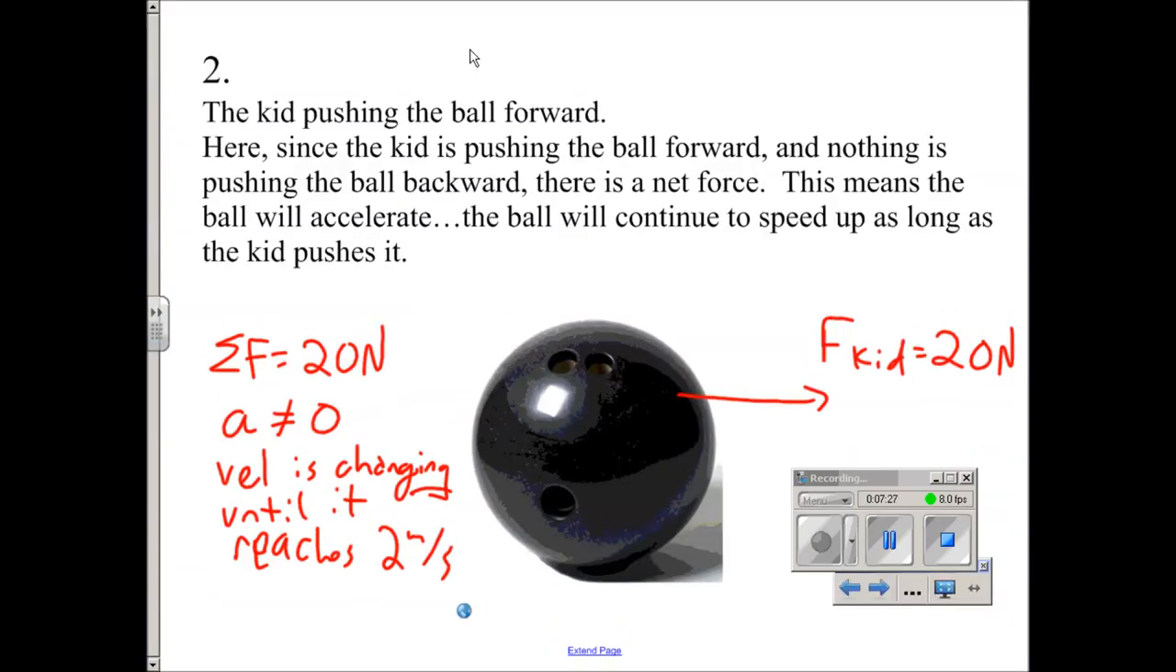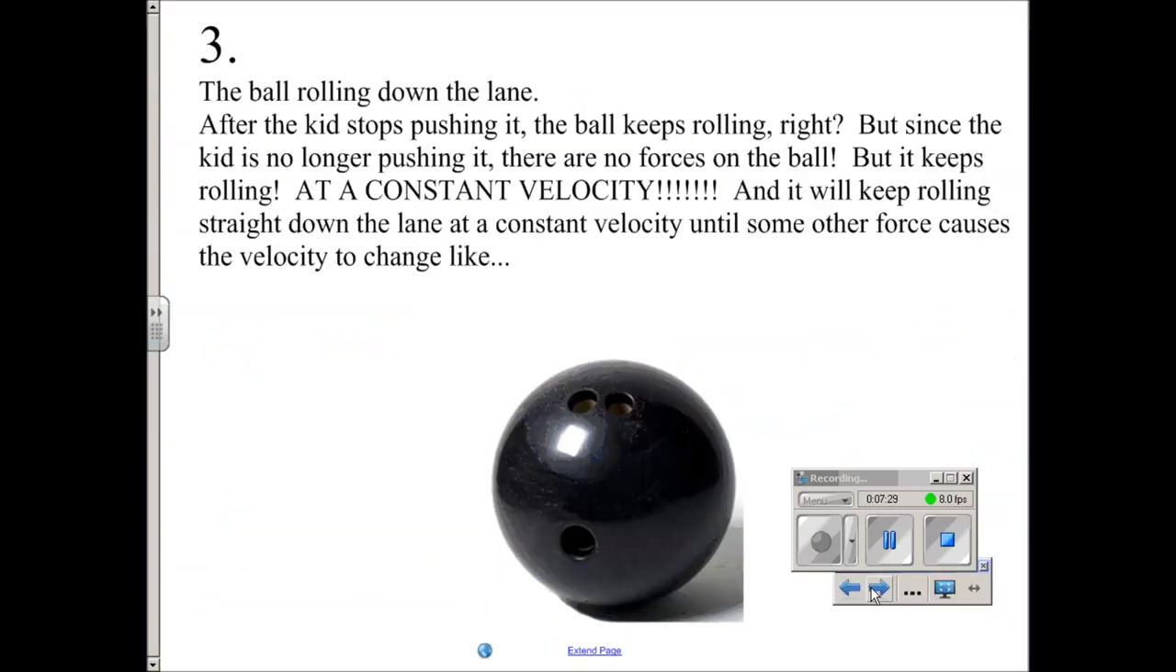Okay, so now let's move on to our next slide. Now the ball's going to roll down the lane, right? It left his foot. The kid pushed the ball with his foot in this case. The ball's going to keep rolling, right? But since the kid is no longer pushing it, there's no forces on the ball. That's huge. That means that the net force on the ball is 0, right? There's nothing pushing the ball forwards or backwards or anything.